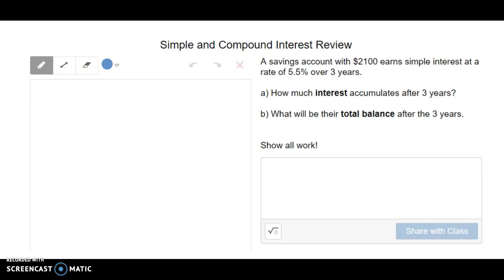Okay, this is the second part of the Unit 1 review for sets, functions, and probability. This focus is simple and compound interest. So we're going to look at all the problems that cover the interest problems in this part of the review video.